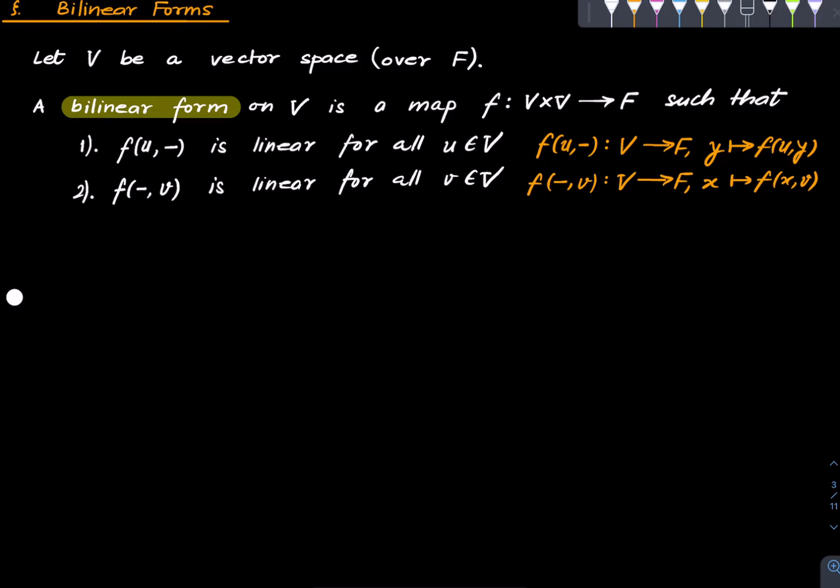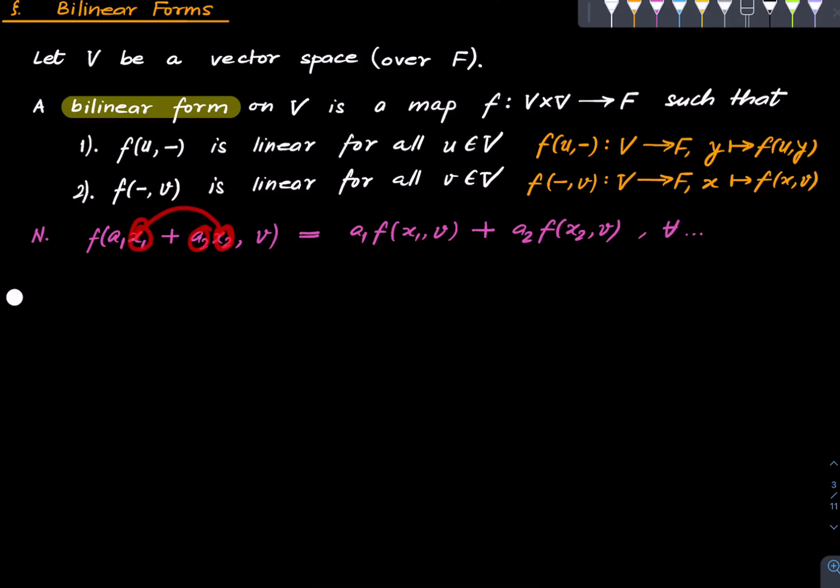One can note that f(a1x1 + a2x2, v) is a1 f(x1, v) + a2 f(x2, v) for all v, for all a1, a2 in the base field, and for all vectors x1 and x2. So that should be clear. And similarly for the other side. So here you fix a u and so you put a u here, and here you write a linear combination and so on. This is just an elaboration of these 2 points, nothing more. Okay, so that's the definition of a bilinear form.